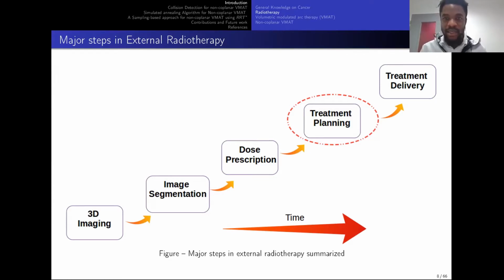And then we get the prescription from the treatment physician. So the doctor tells us we have to give this quantity of dose to this patient in this part of the body. Then that's when we come in and do what we call treatment planning. In treatment planning, we try to make a plan of the treatment of this patient, and then we deliver this treatment plan.